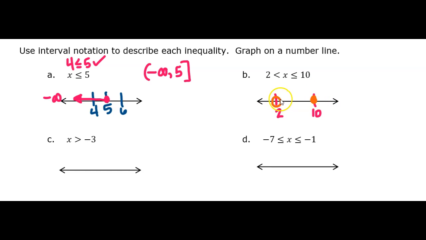And then we are going to include all the values that are in between. So our shading will go in between. So for example, 5 would be a solution, and we can test that out. 2 is less than 5, and 5 is less than or equal to 10. So it works out. So when we write our interval notation, we're going to look at our endpoints are 2 and 10. We are not including 2, so we're going to want to use a parenthesis, but we are including the 10, so we will use a bracket.